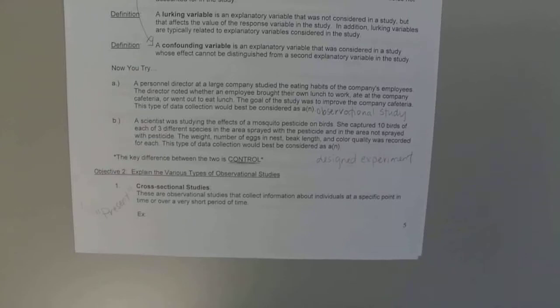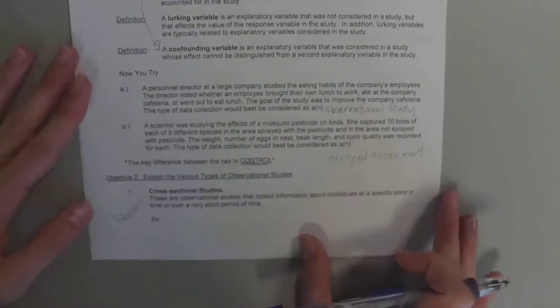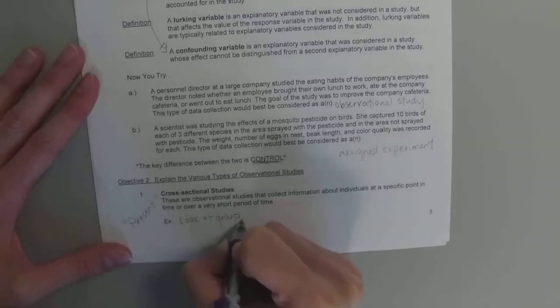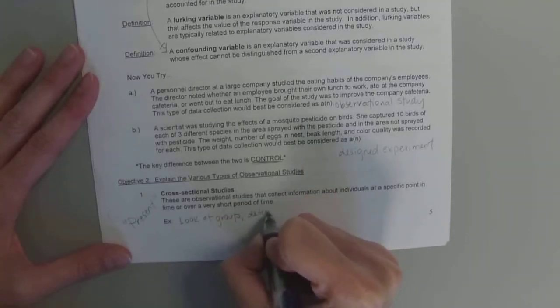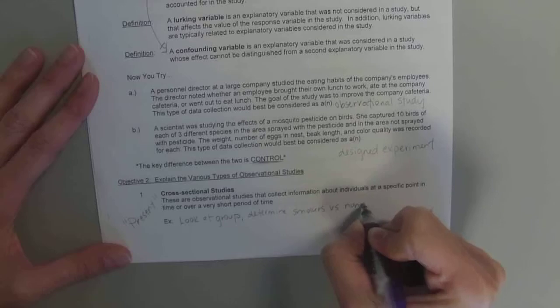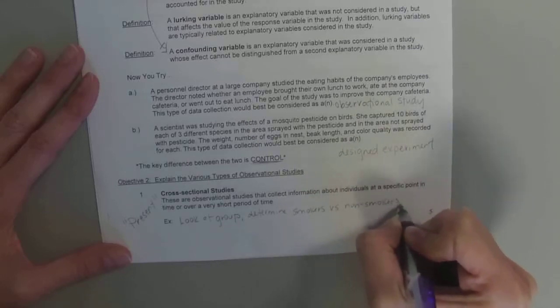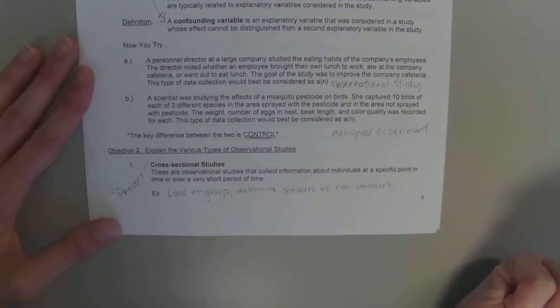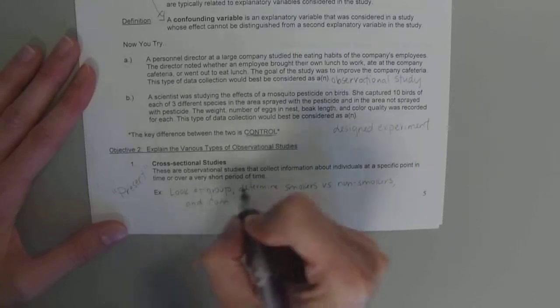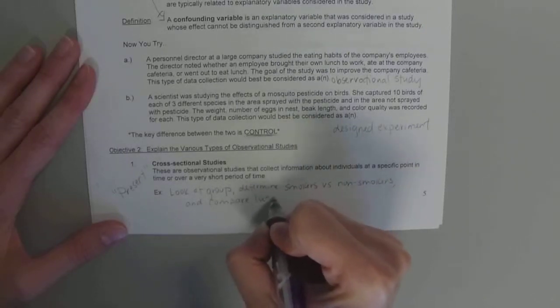So it says, these are observational studies that collect information about individuals at a specific point in time or over a very short period of time. So this kind of gets lengthy. I'm going to write it down. They say, you look at a group of people. So we'll look at group, determine smokers versus non-smokers. Okay, we're going to look at a group of people. We're going to determine smokers versus non-smokers and compare lung cancer rate.